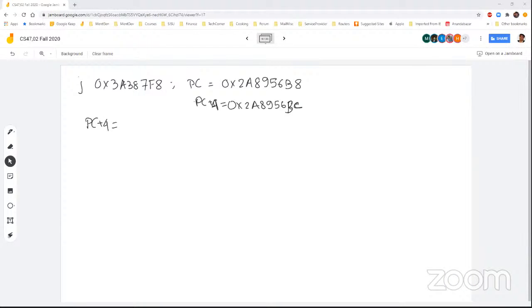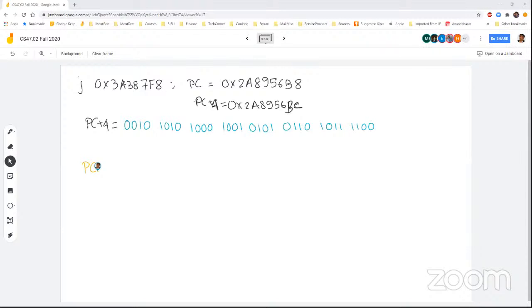now let's put the bit pattern for PC plus 4, which is 0010. A is 10, 1010, 8 is 1000, 9 is 1001, 5 is 0101, 6 is 0110, B is 11, which is 1011, C is 12, 1100. And now you have to calculate these guys from here.